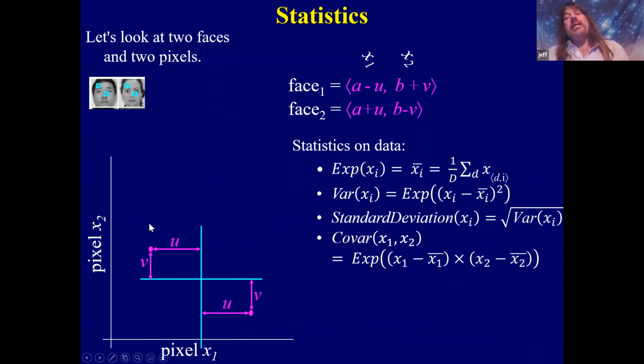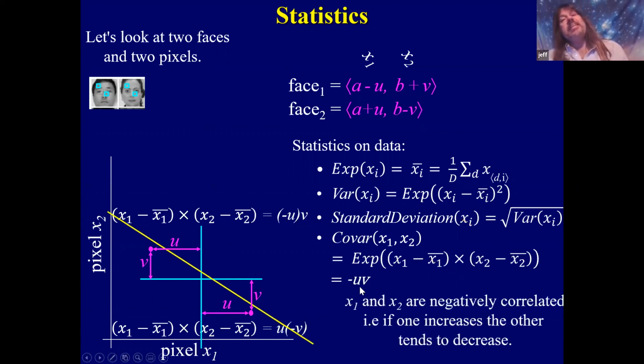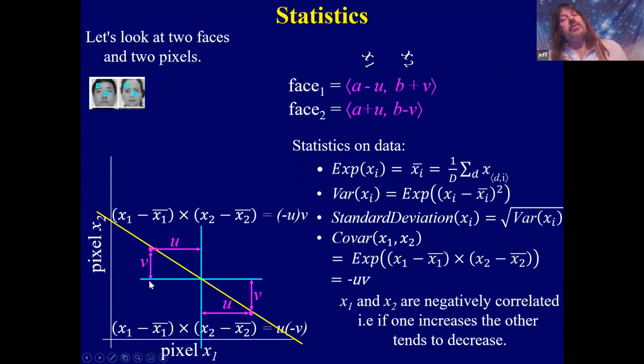And similarly, here are two different points, right? And you'll note that this one is deviating negative u and positive v for a negative uv. Well, this one is deviating positive u and negative v for a negative uv. And either way, you get the covariance is negative uv. And that's negative, they're negatively correlated, right? When one is big, the other is small.